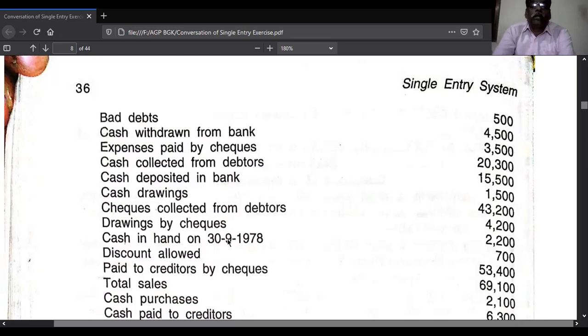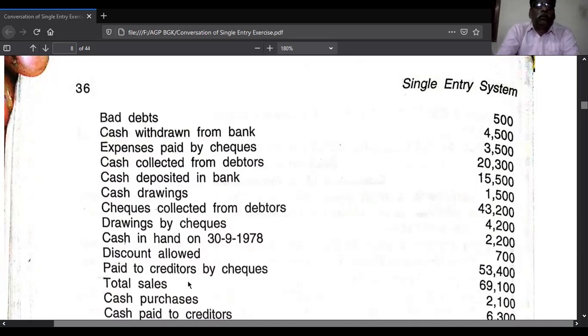Cash in hand closing balance is given. Cash account closing balance is given. This comes in the cash account by balance carried down, and then it is a balance sheet item. Then it comes to the balance sheet. Discount allowed: debtors account, by discount, P&L account, to discount. Cash paid to creditor by check, payment by check to creditor. So creditor account debit side to bank. Bank account credit side by creditor.